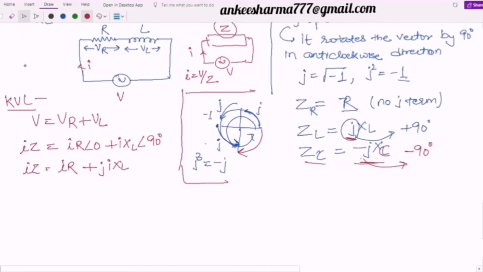That's why I discussed this thing, why we use j for plus 90 degrees and minus j for minus 90 degrees. Then if I take this current outside as common, I will get Z equal to R plus j of XL. So this is my impedance in the case of the resistor and the inductor connected in series. So now I can say this resistor and inductor impedance can be represented by a single impedance Z, whose value is equal to R plus j of XL.